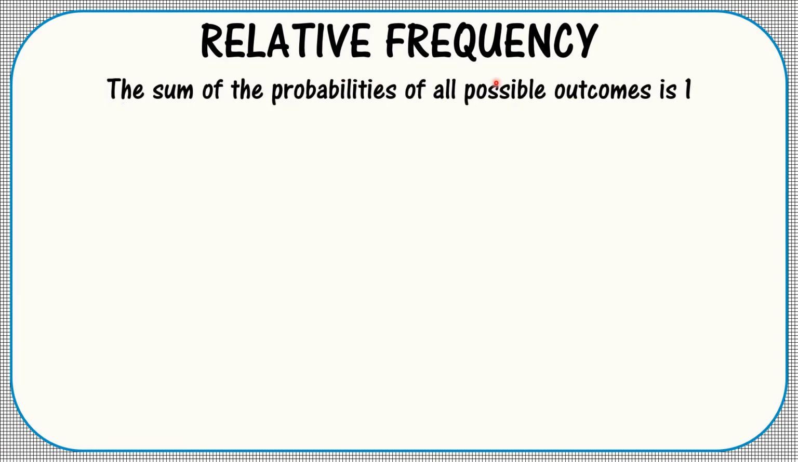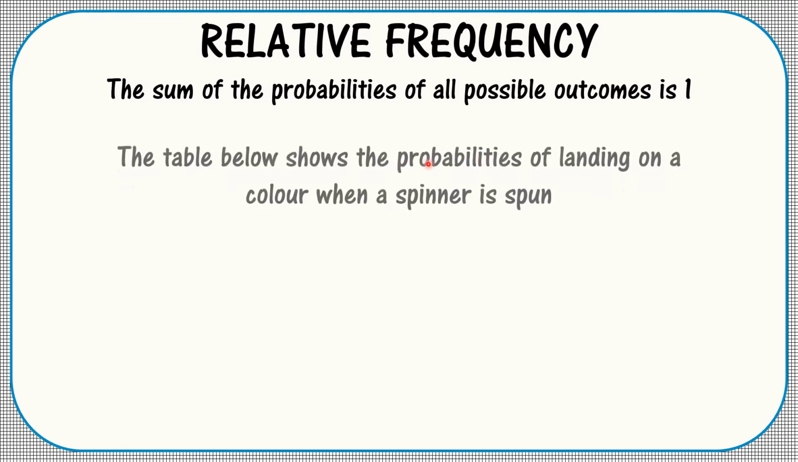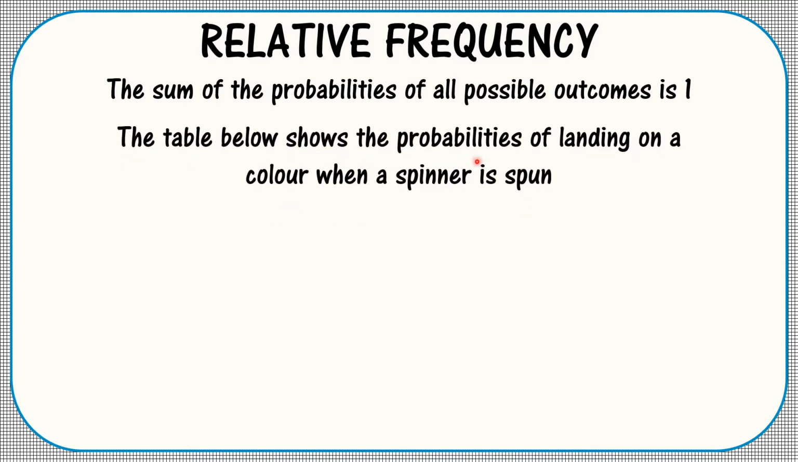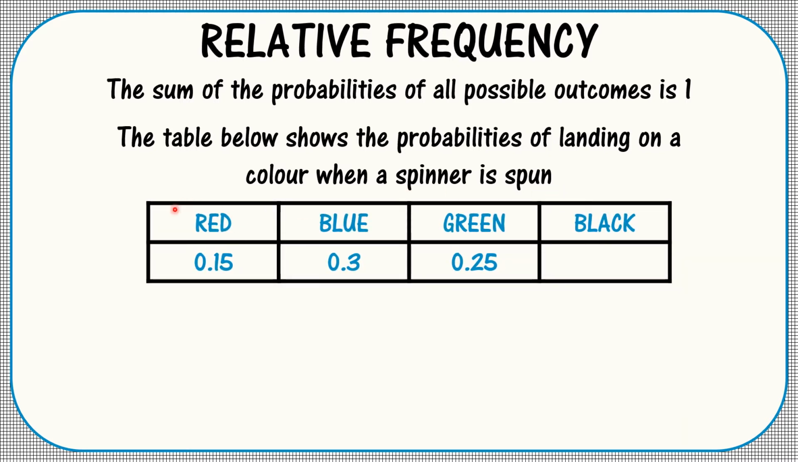Another important aspect which you should know is that the sum of the probabilities of all possible outcomes is 1. So whether it is a fraction, a decimal, or a percentage, it will equal a whole. The table below shows the probabilities of a landing on a color when a spinner is spun. The probability of landing on a red is 0.15. The probability of landing on a blue is 0.3. The probability of landing on a green is 0.25. And the probability of landing on a black is unknown.